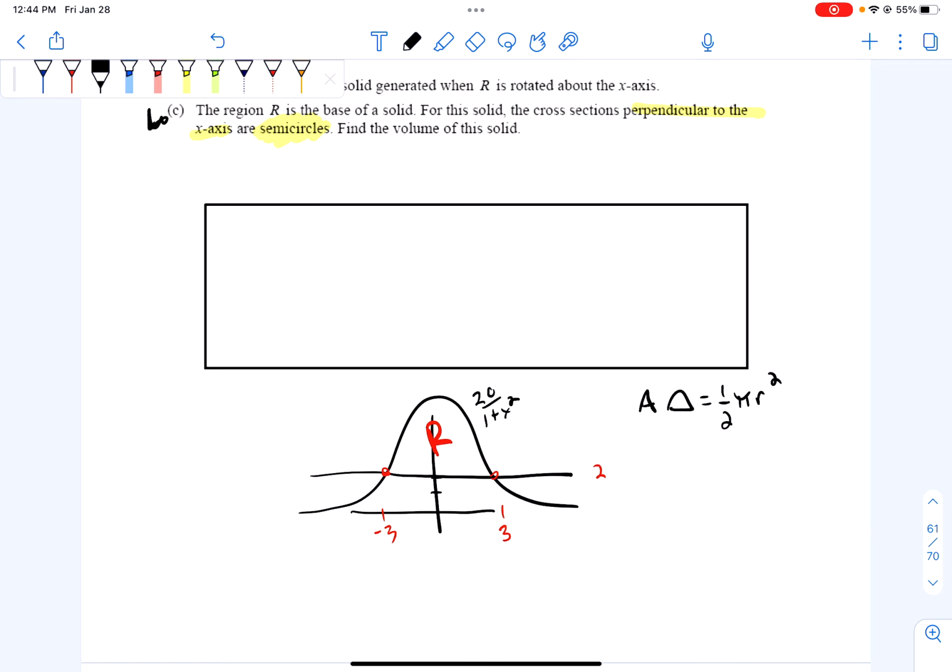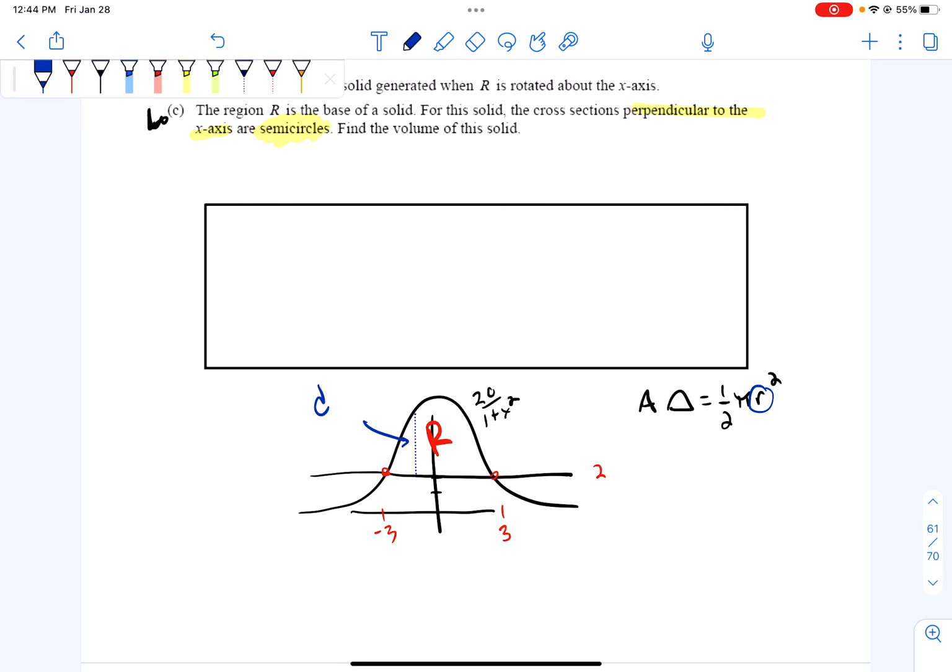Now, I like this a lot better than my area of an equilateral triangle because I only have one variable, radius. But I need to be careful, and maybe this is why I put those dashed lines, because when you think about taking the integral and I take my top curve minus my bottom curve, that distance is not going to give me the radius. That distance right there is going to give me the diameter. But my formula wants me to use radius. So I need to fix that.